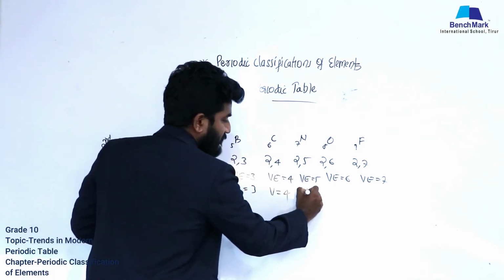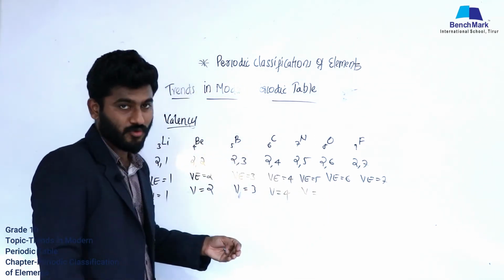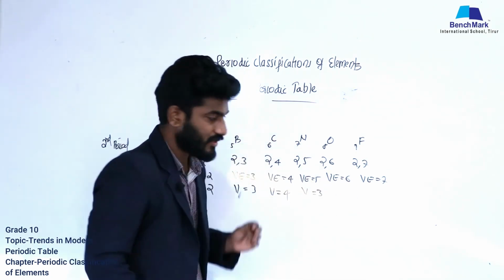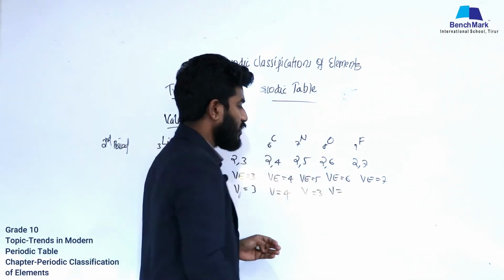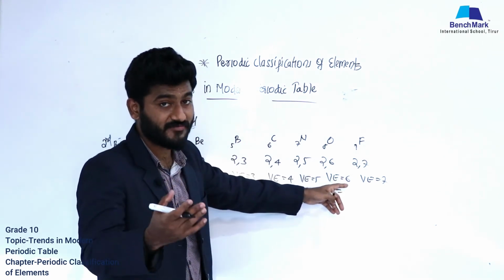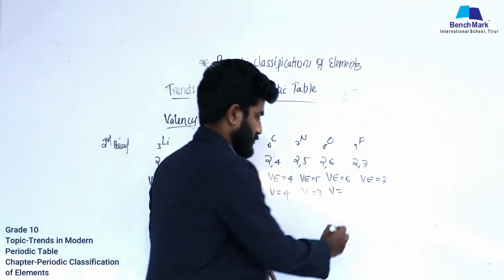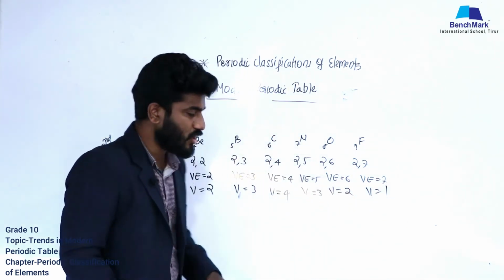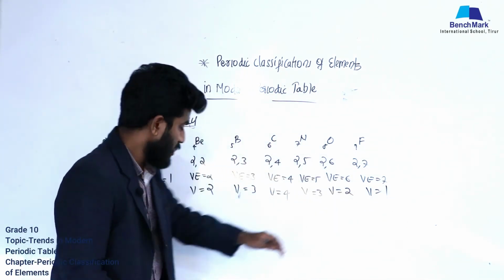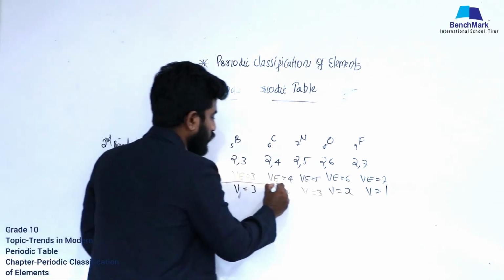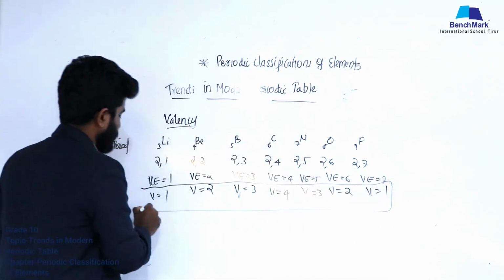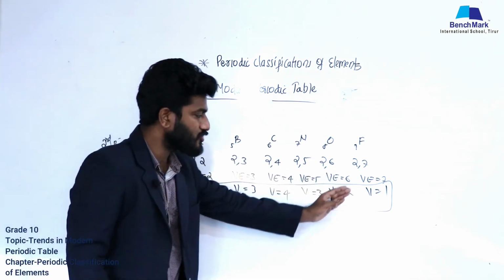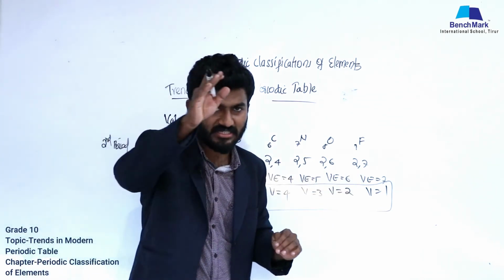But here valence electron is greater than 4. What do you have to do? 8 minus 5, that is 3. Here valence electron is 6, greater than 4, right? So 8 minus 6, 2. Here 8 minus 7, 1. So my question is, if you move from left to right, what is happening to valency? 1 2 3 4 3 2 1. It is increasing first, then decreasing.